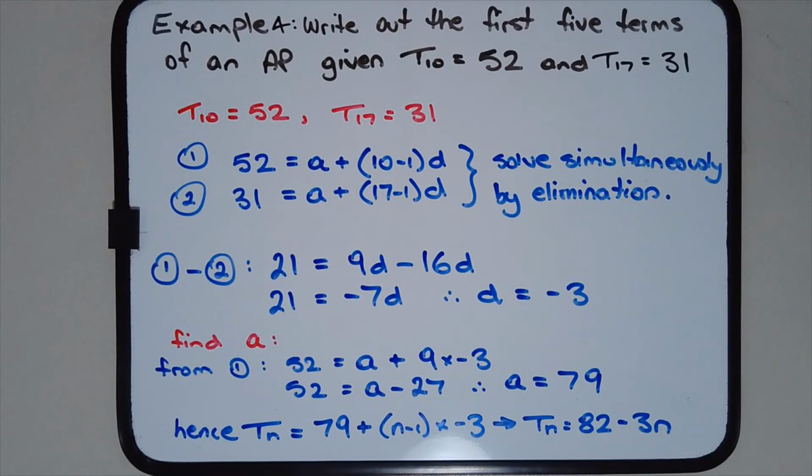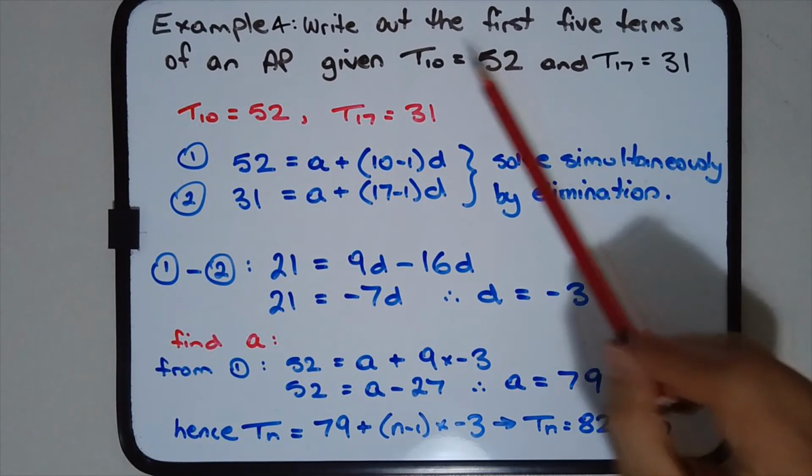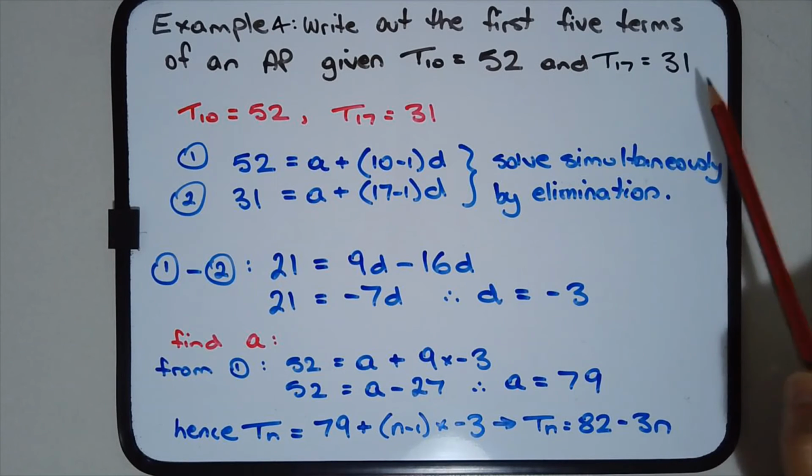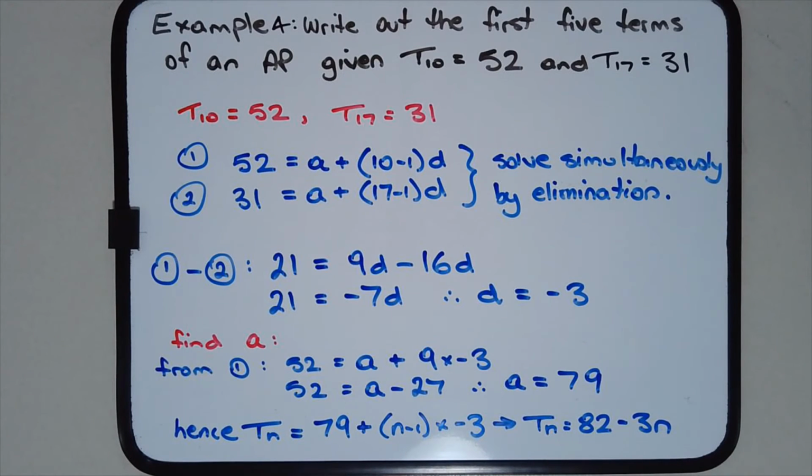Example 4. Write out the first 5 terms of an AP, given the 10th term, T10 equals 52, and the 17th term, T17 equals 31. Now the strategy here is to form two equations involving the nth term of an AP, and applying the fact that T10 equals 52 and T17 equals 31, so one for each equation, and then solve those equations simultaneously to find the first term A and the common difference D. Then we can write out the first 5 terms of this particular AP.